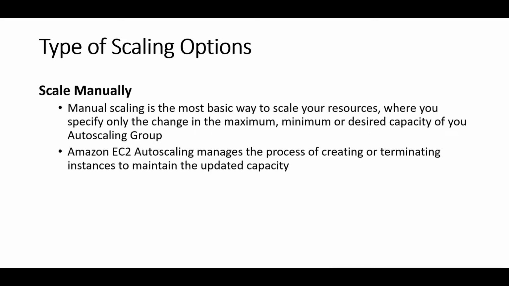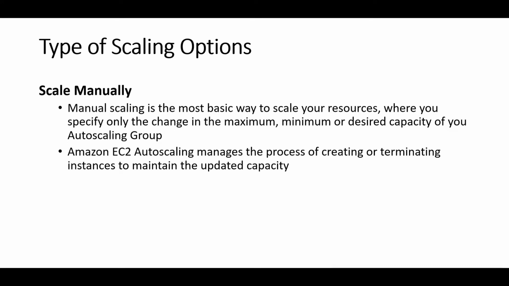So next is scale manually. Manual scaling is the most basic way to scale your resources, where you specify only the change in the maximum, minimum, or desired capacity of your auto scaling group. Amazon EC2 auto scaling manages the process of creating or terminating instances to maintain the updated capacity.